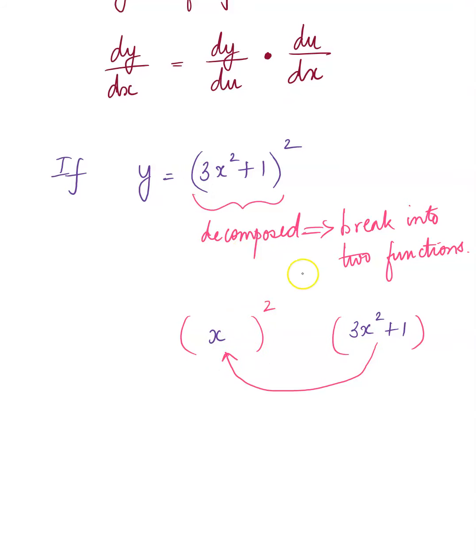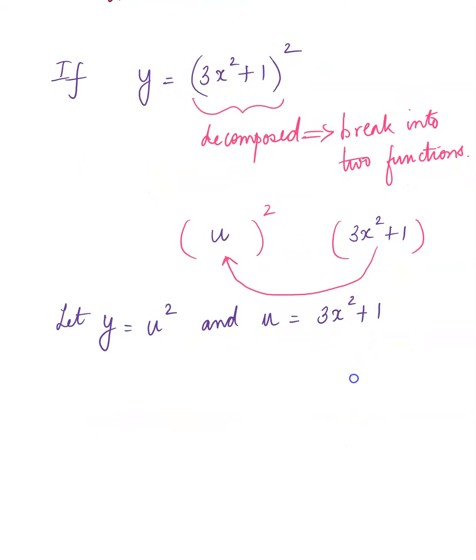Therefore, I decomposed the given y into two parts, right? And so we have this and this. Now, instead of x, because there's too many x's, I'm going to call this u, so that I replace the u with the 3x squared plus 1. And you can kind of split this up and say, okay, then let y be equal to u squared, and u in turn will be 3x squared plus 1. So that when I compose this u inside y, then I get back my original function.